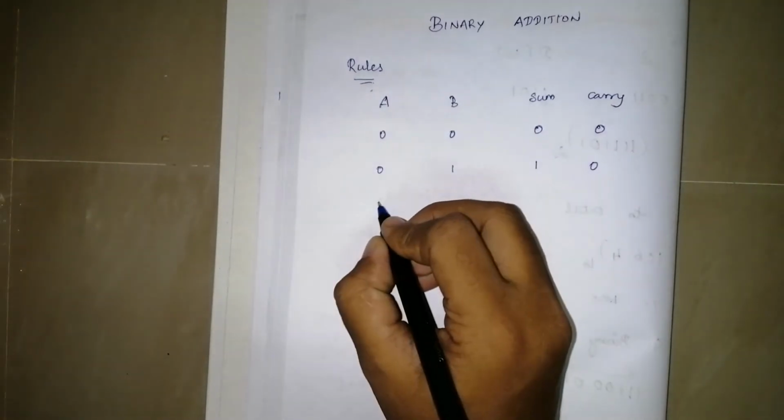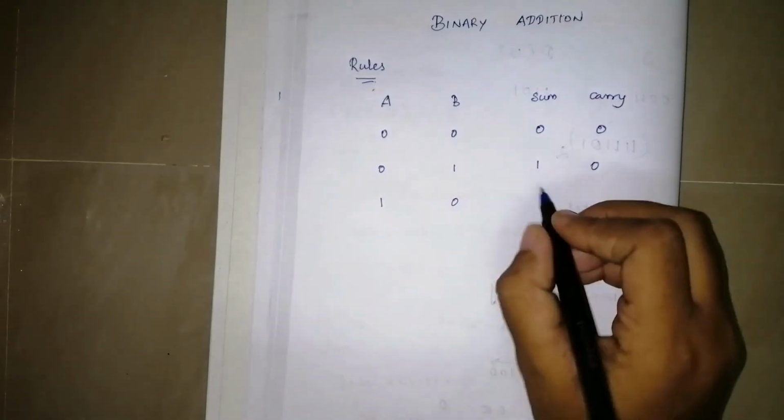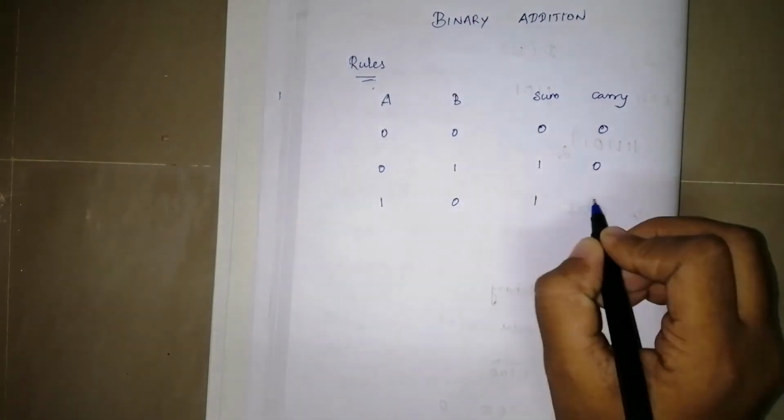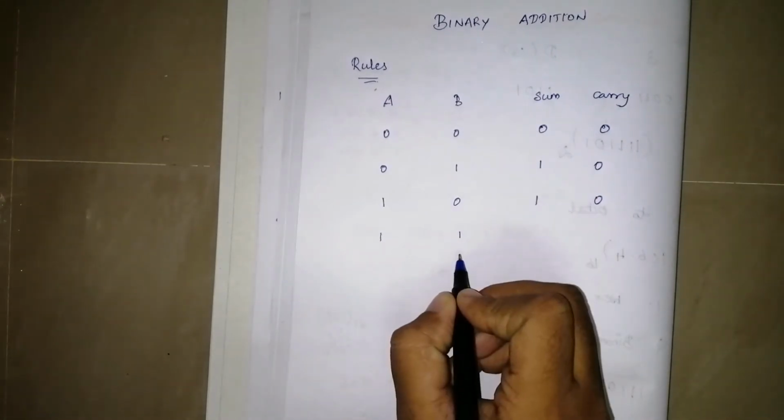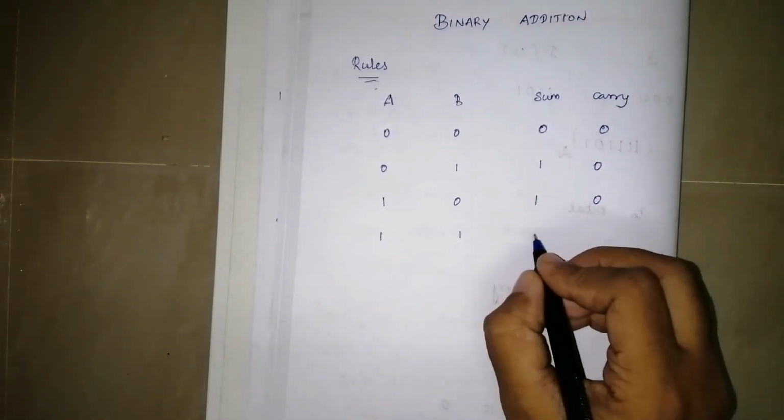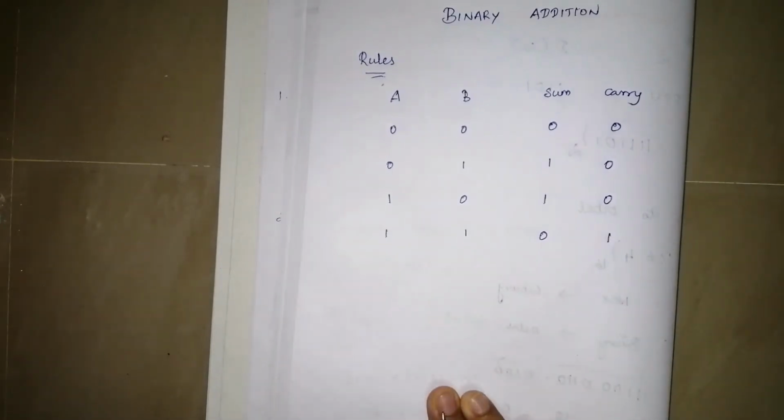0 and 1 is the other input. 0 plus 1 is nothing but 1. The carry is 0. 1 and 0 is the input. 1 plus 0 will be 1. The carry will be 0. 1 and 1: 1 plus 1 is nothing but 1, 0. So the sum will be 0, and carry will be 1. So we will see some examples for binary addition.